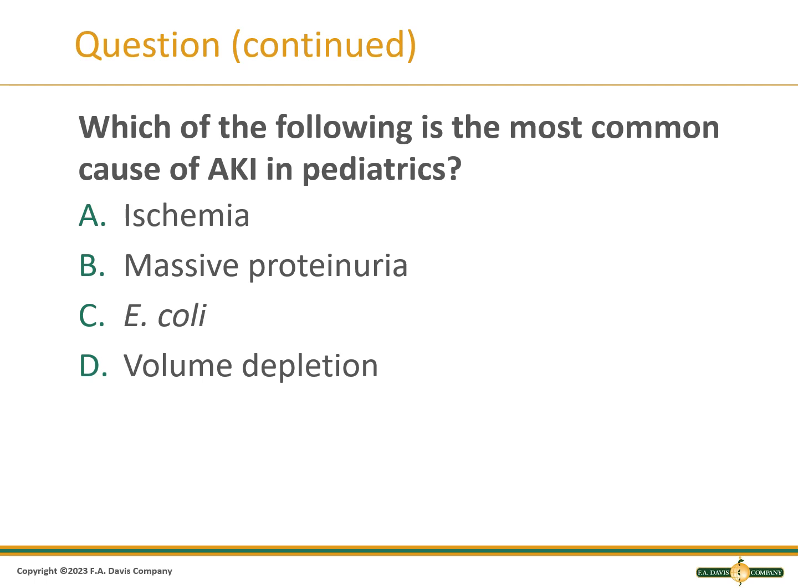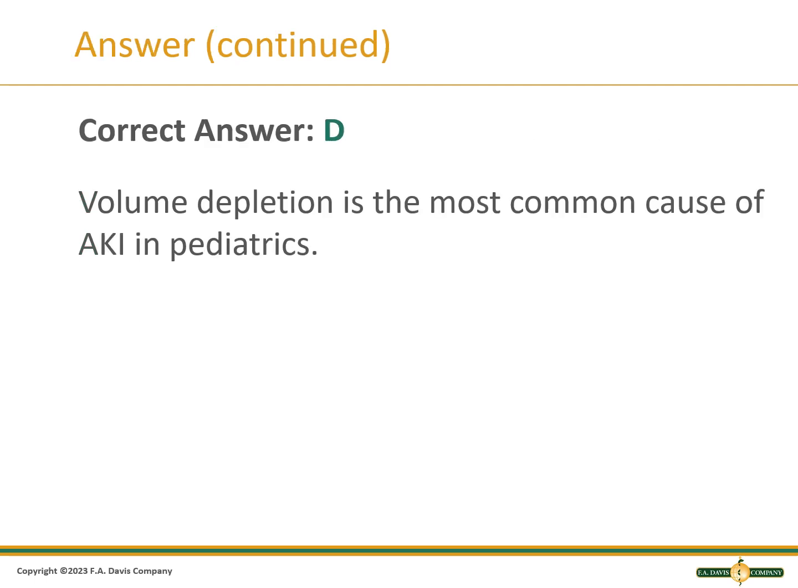Last question. What is the most common cause of acute kidney injury in peds? Ischemia, massive proteinuria, E. coli, or volume depletion? Volume depletion, most common cause of acute kidney injury.